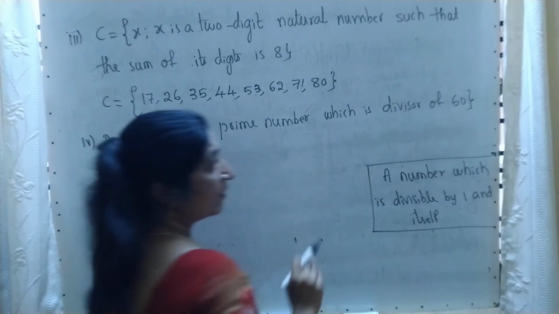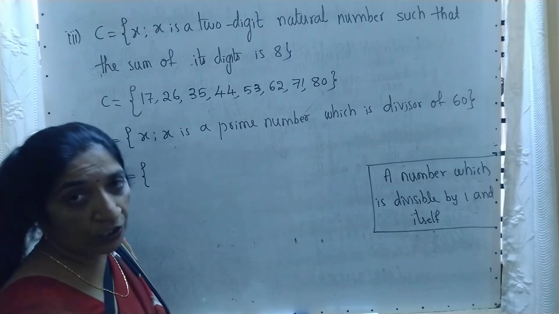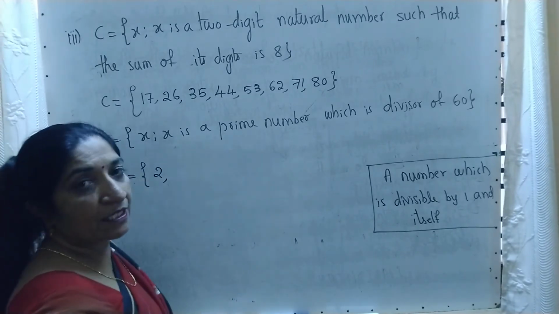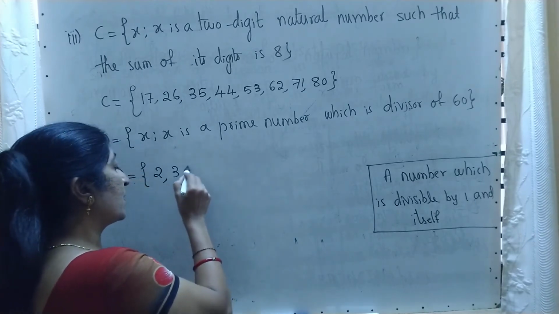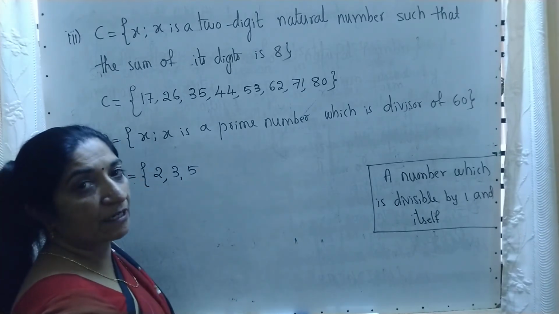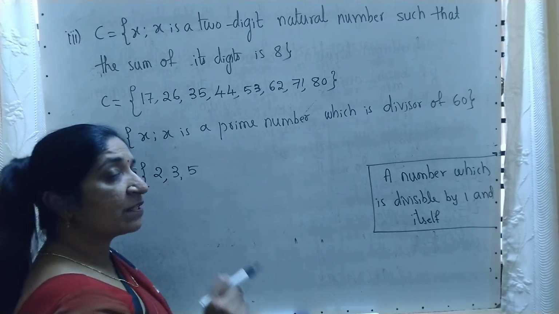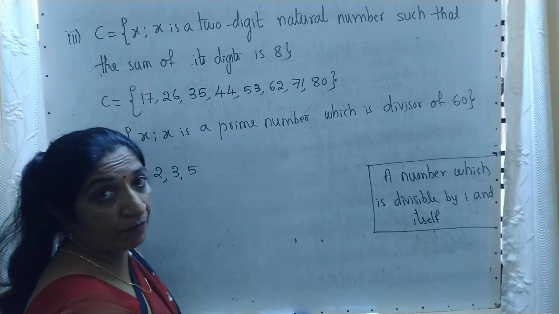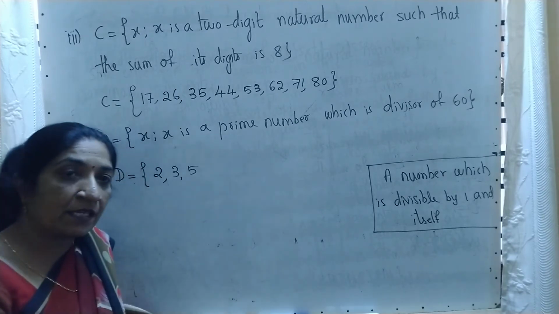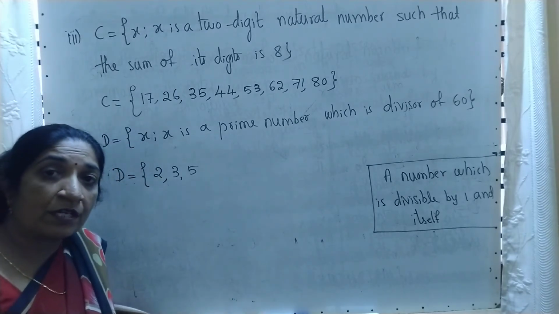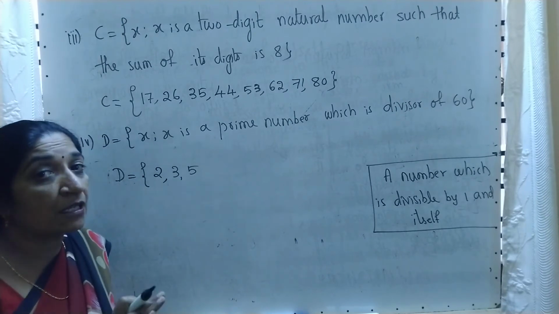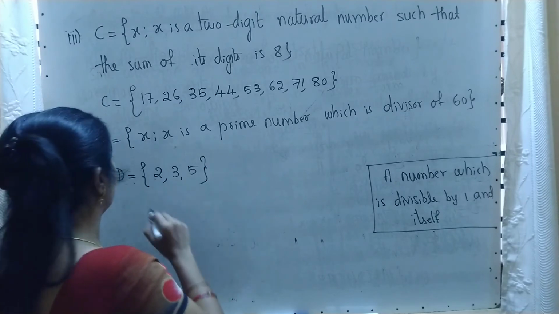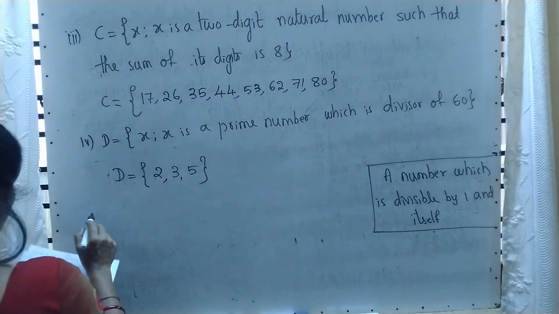60 is an even number, so it is divisible by 2, and you know that 2 is a prime number. Next, 3. 3 divides 60, 3 is a prime number. Even 5 also divides 60, 5 is a prime number. Even 6 also divides 60, but 6 is not prime, because 6 is divisible by 2 and 3. 10 also divides 60, but 10 is also not a prime number. So the answer is 2, 3, 5. Moving to the next question.